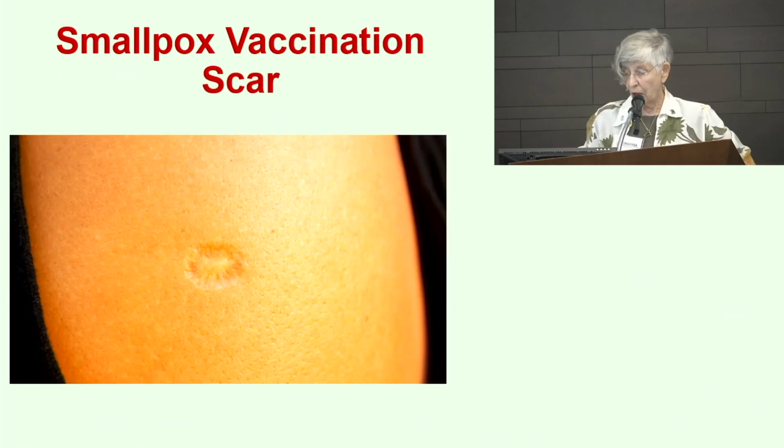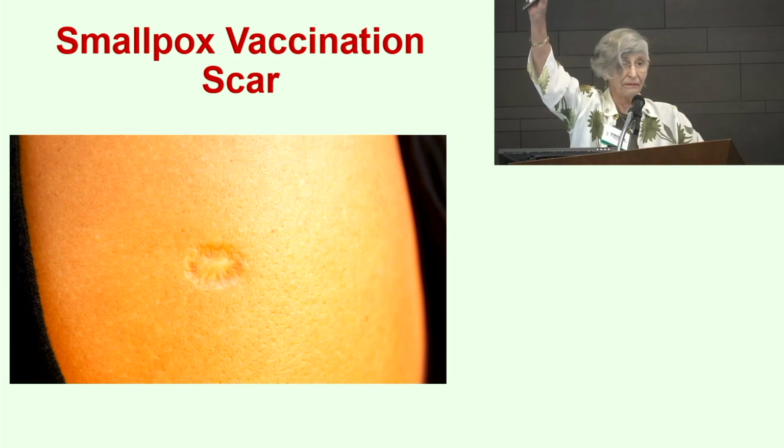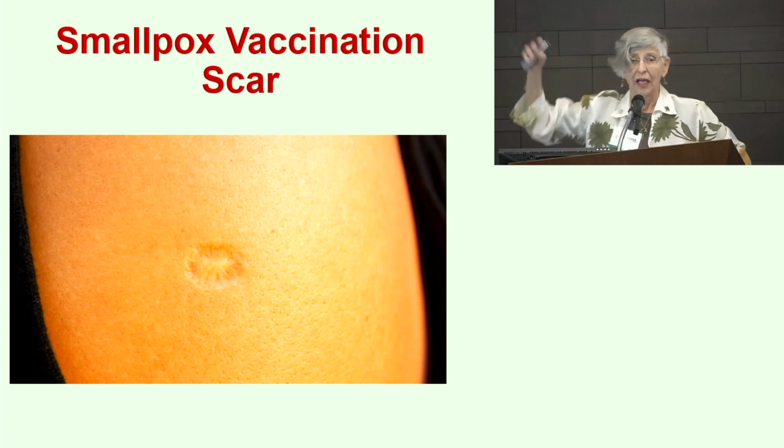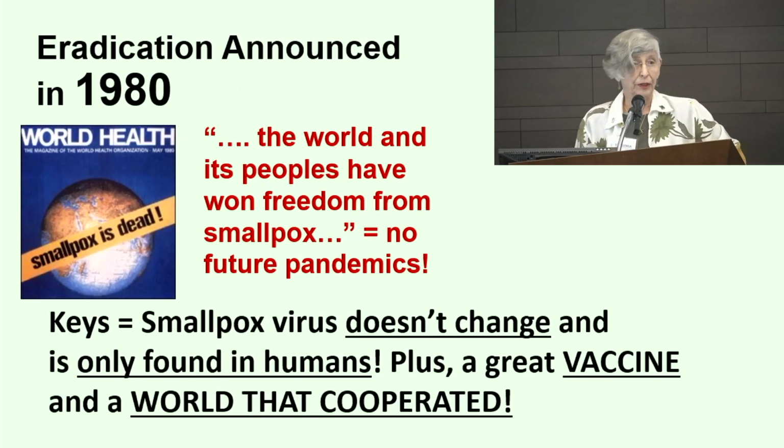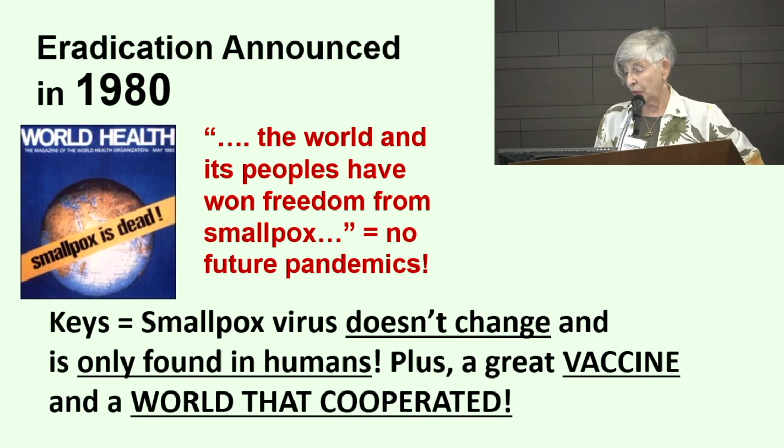Now, this is what the smallpox vaccination scar looks like. How many people have one? Okay. If you ask a group of students, they say, what? What does it look like? Don't think I have that. No, they don't. And that's marvelous, because what happened is we eradicated it in 1980. And I love this statement: the world and its peoples have won freedom from smallpox. So there will be no future pandemics.